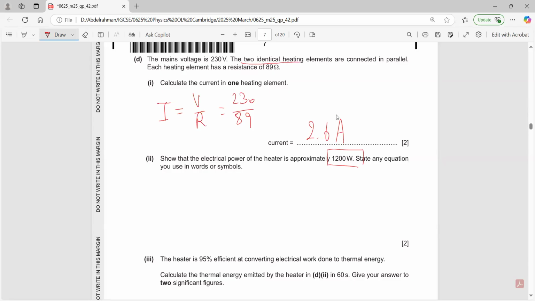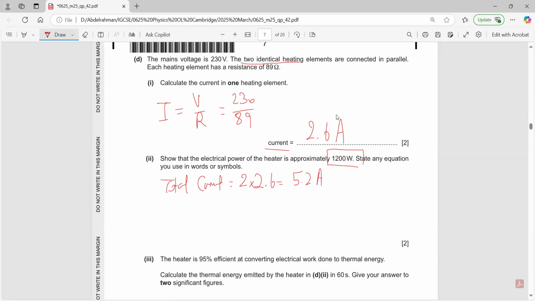You have two heating elements. Each heating element will have a current of 2.6 amperes. So the total current would be equal to 2 times 2.6, which is 5.2 amperes. This is the total current.